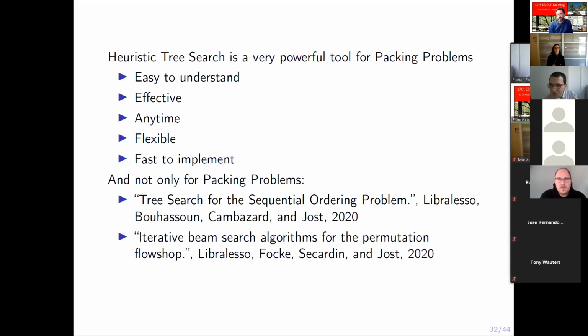So I hope I've convinced you that heuristic tree search is a very powerful tool for packing problems. It's easy to understand, effective, anytime, flexible, and fast to implement. Actually, it's not good only for packing problems, it's also good for other problems such as the ones from these papers, which use the exact same beam search scheme that I've presented here, for the sequential ordering problem and the permutation flowshop, and obtain state-of-the-art results.